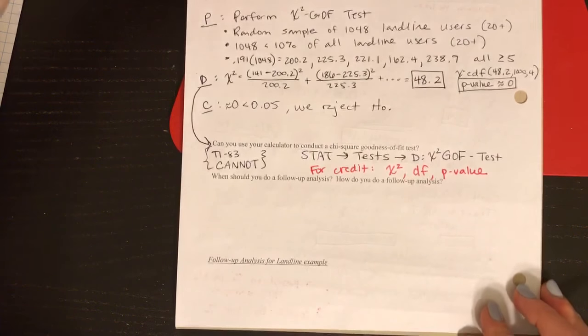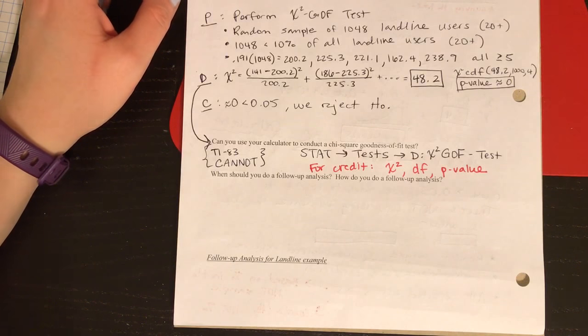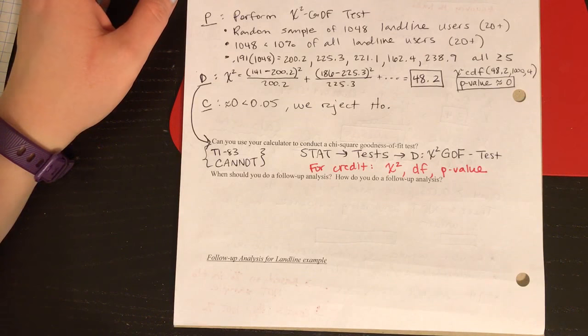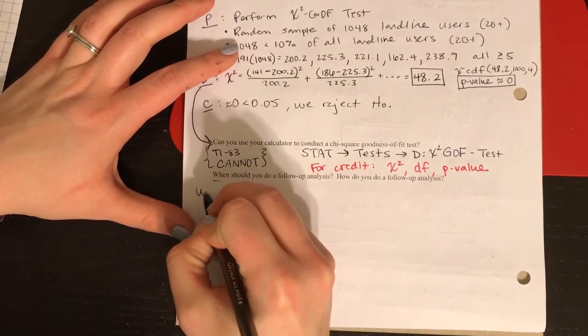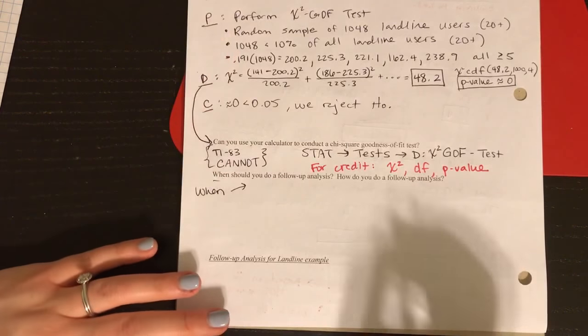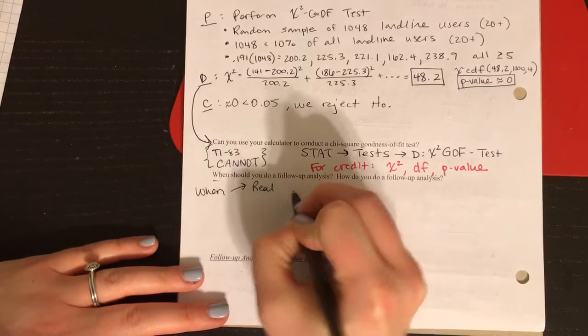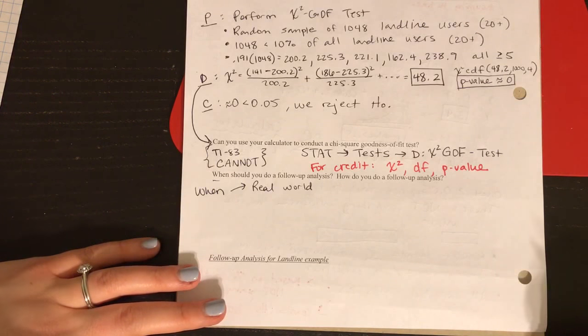The last little bit is what we call a follow-up analysis. That's not any kind of fancy thing. It literally just means look at your data and let's make some possible connections between what we've seen. Now, for when should we do this? If you're thinking practical, in real world, think like your end of the year project possibly.